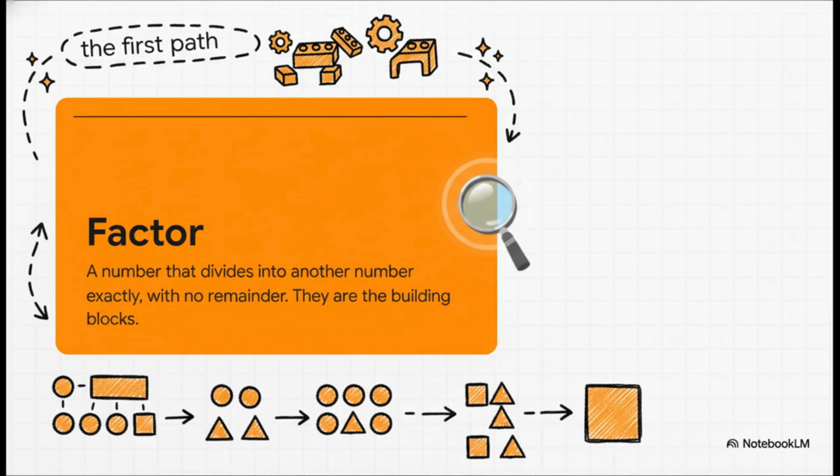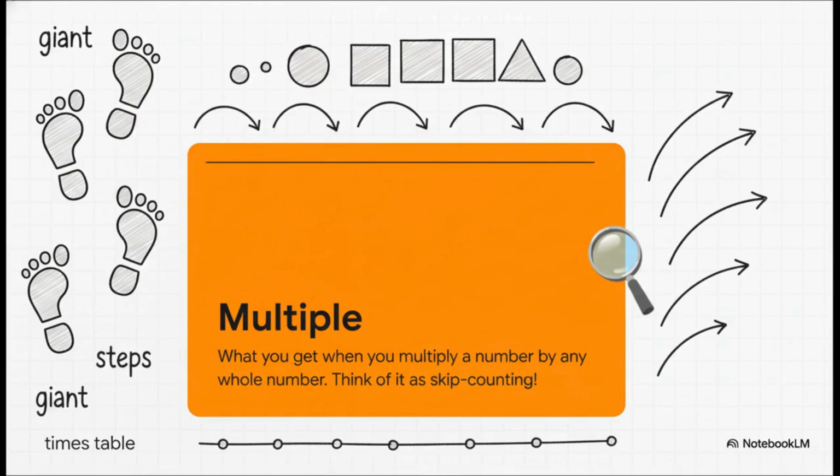So this first path we're taking, it's the path of factors. The easiest way to think about factors is that they're like the secret ingredients or the Lego bricks that make up a bigger number. They're all the smaller numbers that can divide into our main number perfectly, with absolutely nothing left over. And if we look down this path, this is the path of multiples.